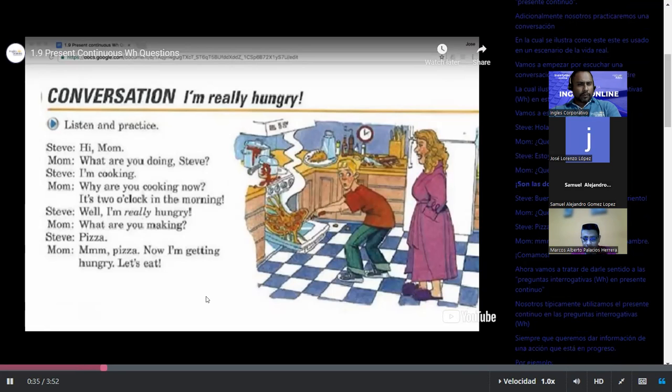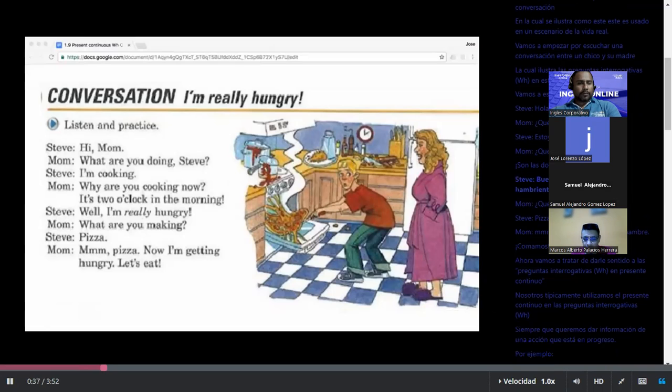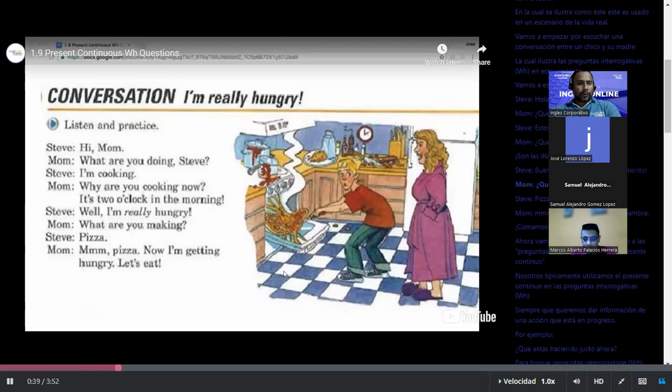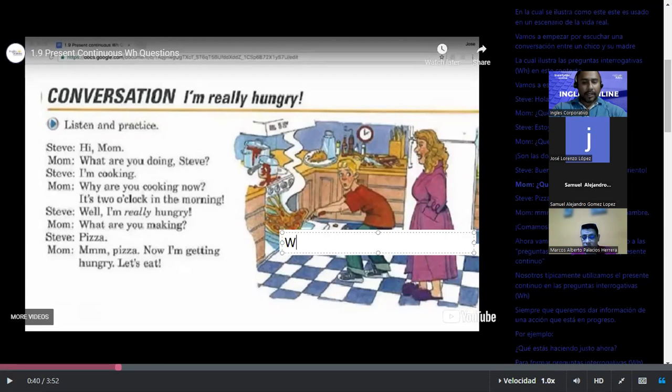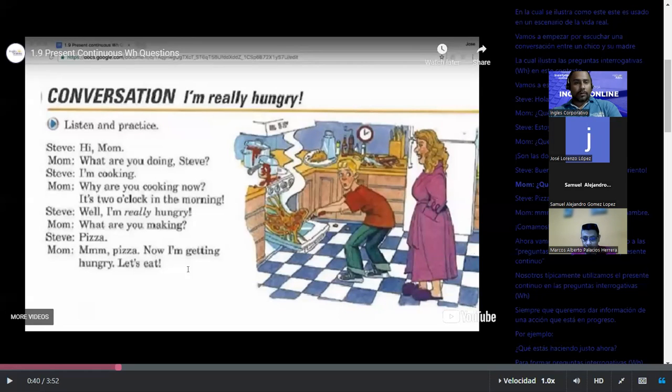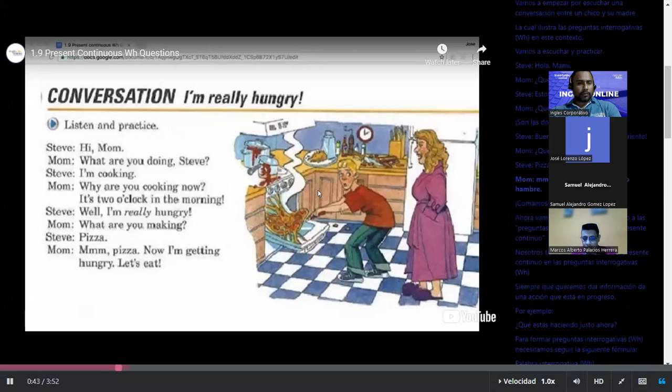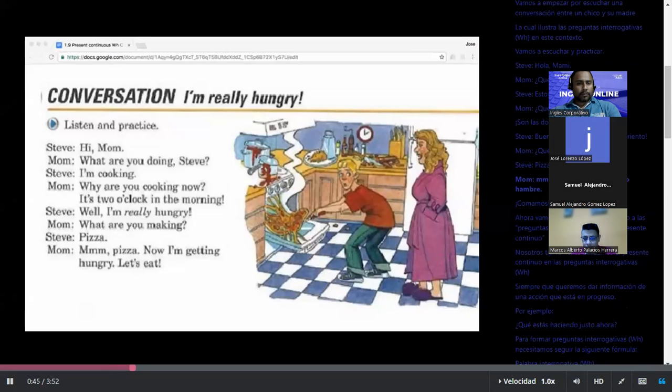It's 2 o'clock in the morning. Well, I'm really hungry. What are you making? Ahí está otra. What are you making? What are you making? Presente continuo. Pizza. Mmm, pizza. Now I'm getting hungry.